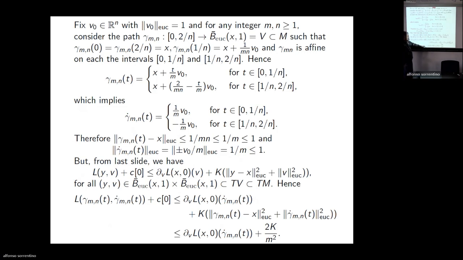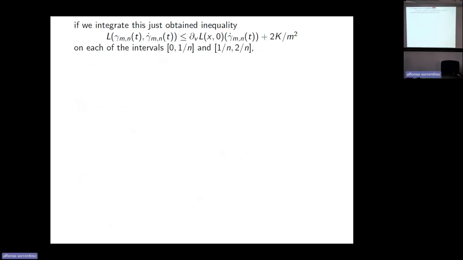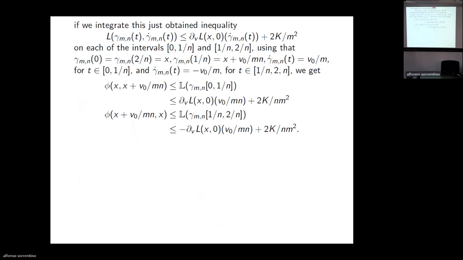Now, this one remains as it is, but here what do I have? Well, I just look at both here and here, it's less than 1 over m. And therefore I get less than 2k over m squared. Now I integrate the inequality we just obtained on each one of the two intervals and take into account what are the values of gamma m at 0, 1 over n, and 2 over n, and what is the speed on each one of the intervals. Okay.